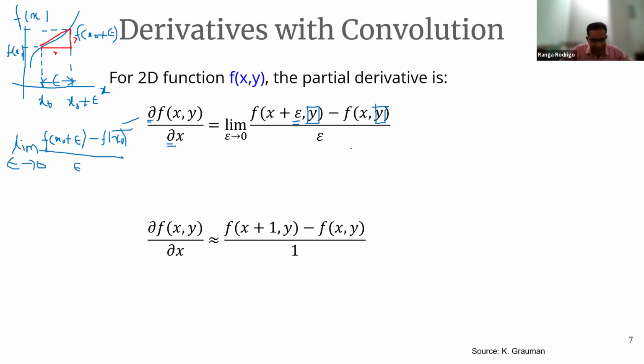By the way, when this is an image, you cannot make this as small as possible. The smallest number you can get is one, because of one pixel. So you have to put one there and one here as far as an image is concerned. This is how you do the derivative.